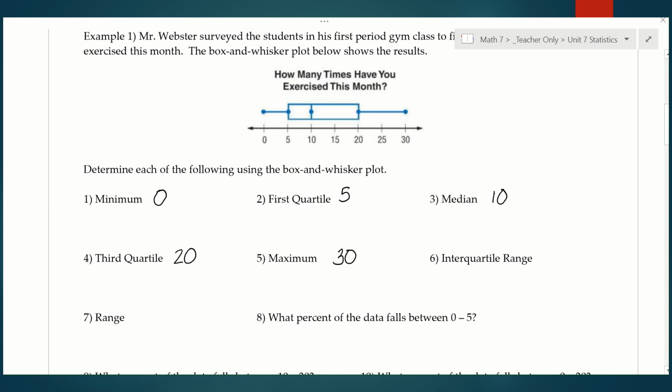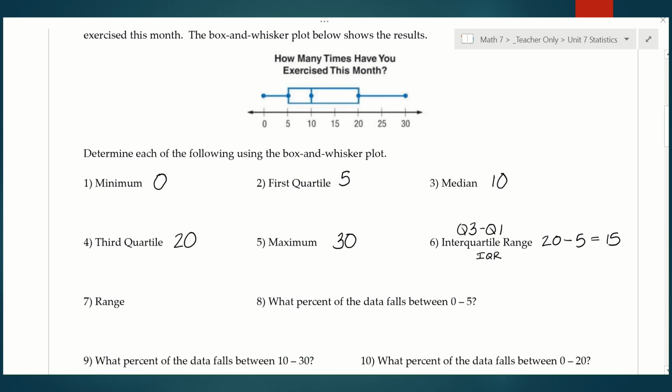To find the interquartile range, also known as the IQR, you'll hear me use that abbreviation, we take our third quartile and subtract our first quartile from it. For our third quartile, we had 20, and our first quartile was 5, so our interquartile range, or IQR, is 15. To find the range, remember that's taking our highest number minus our lowest number, or our max minus our min. Our maximum was 30, and our minimum was 0, giving us a range of 30.